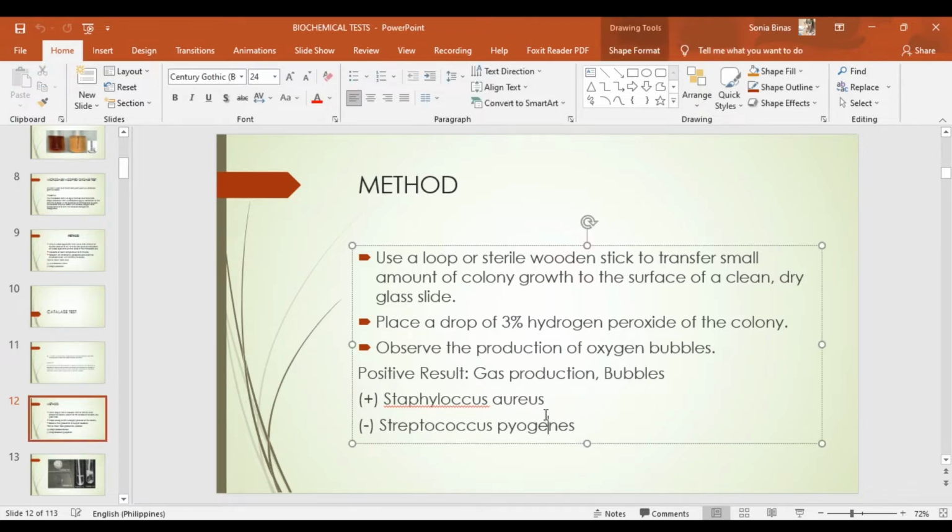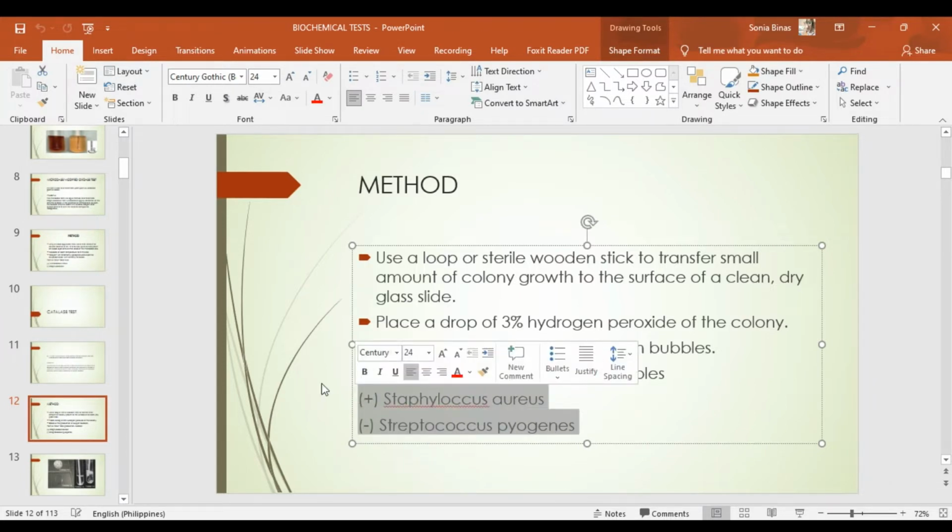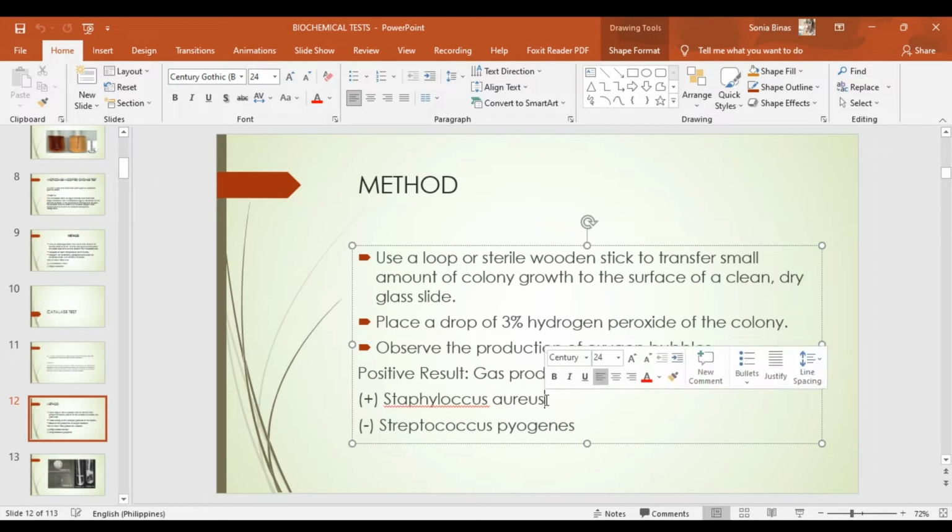And usually, the organism that causes a positive catalase reaction will be our Staph aureus, because ang Staph aureus po natin ay nagpo-produce ng enzyme catalase. And the negative will be our Streptococcus pyogenes. So, the lack of catalase is evident by a lack or a weak bubble production.